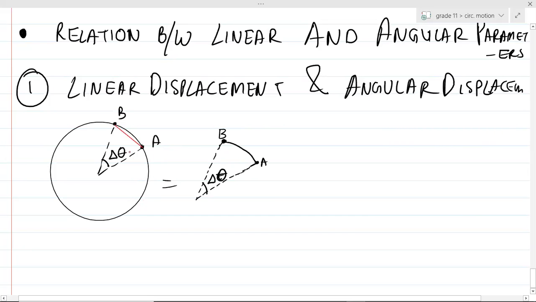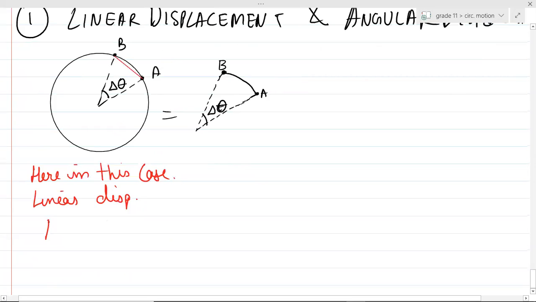So from A to B, guys, can you see over here there is a line which is not exactly equal to A to B arc? Is AB arc and AB line equal? The linear displacement AB line. And we know we can calculate AB arc.